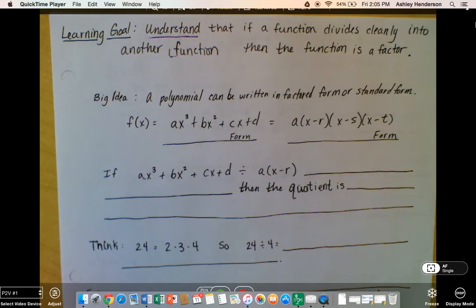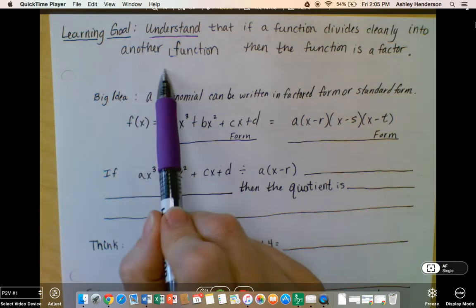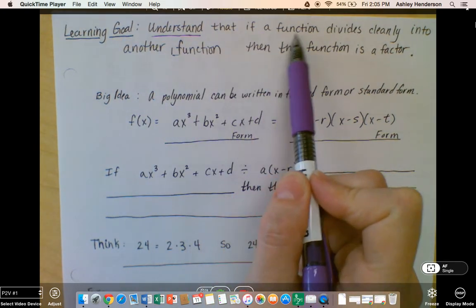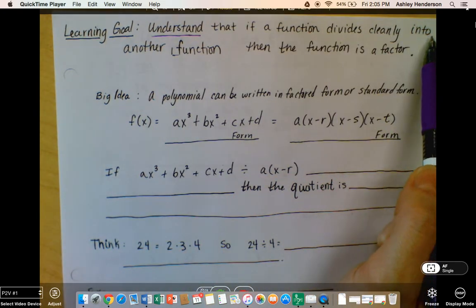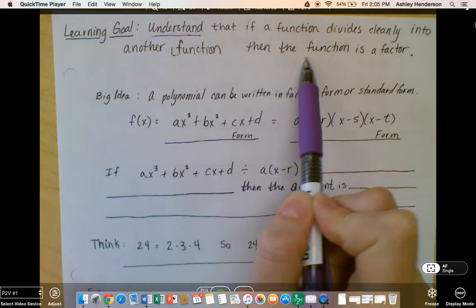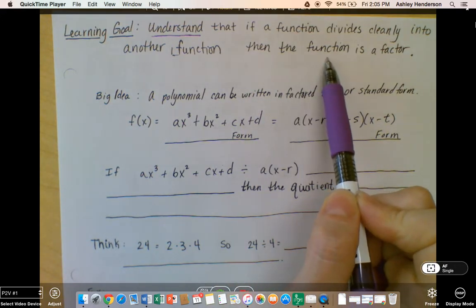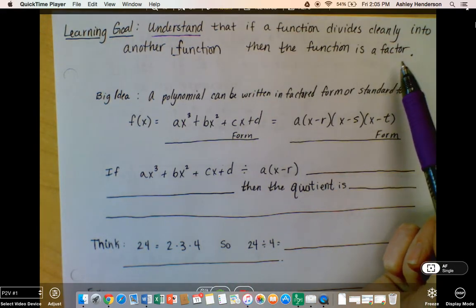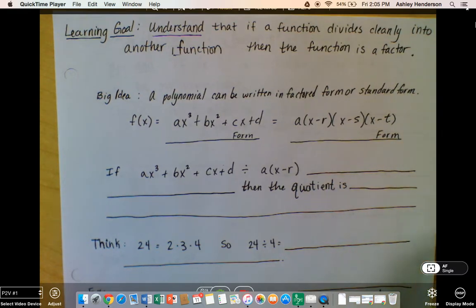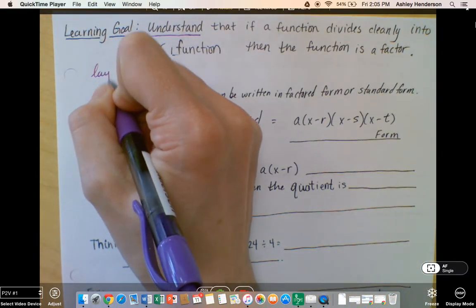The learning goal for these notes is to understand that if a function divides cleanly into another function, then the divisor function is a factor of the original function. What does that mean in layman's terms?